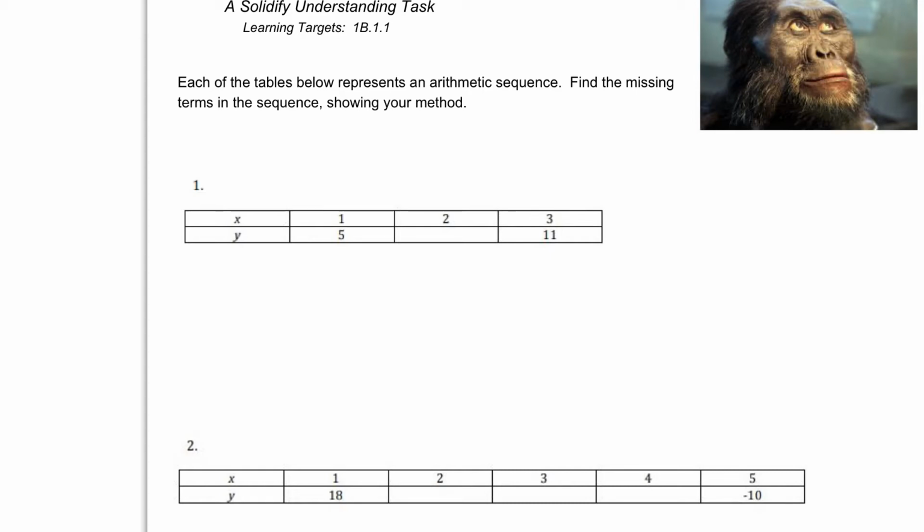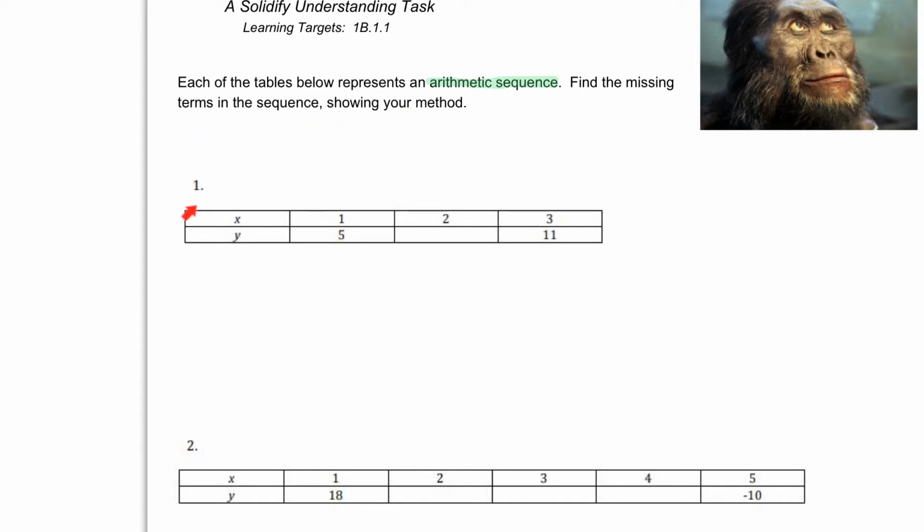In this task, we are asked, each of the tables below represents an arithmetic sequence. It's really important that you recognize that we are just talking about arithmetic sequences here. So I'm going to highlight this for us so we remember arithmetic is what we're talking about. Find the missing terms in the sequence showing your method.